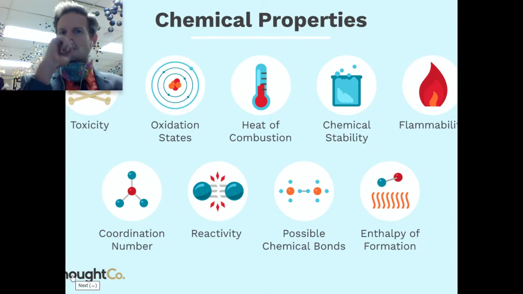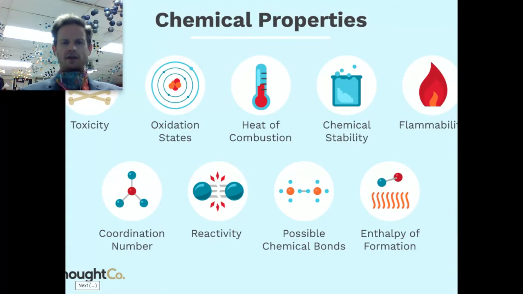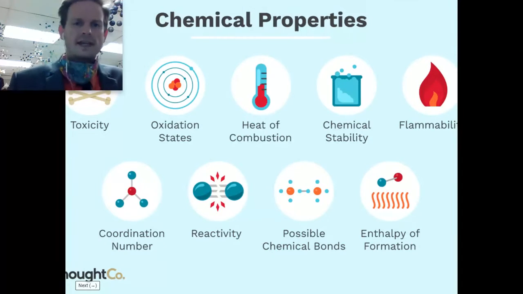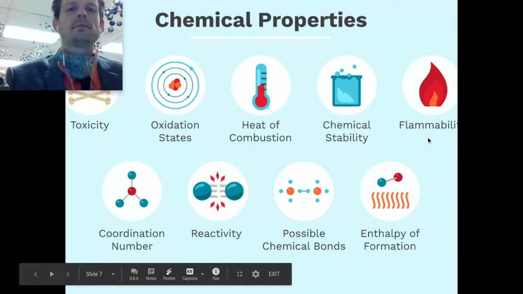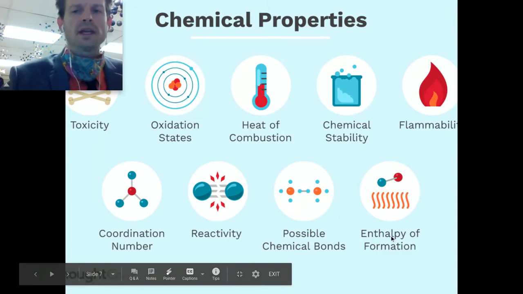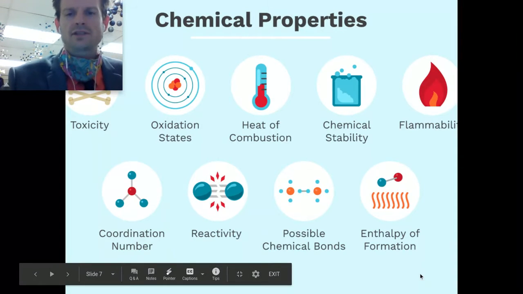All right, and so there are some chemical properties, right? The fact that something's toxic, the fact that it has different oxidation state, heat of combustion, chemical stability, reactivity, bonds, enthalpy, flammability, right? These are different things that we're going to take a look at, mainly oxidation state, reactivity, bonding, and flammability, but we're also going to talk about enthalpy a little bit that we talked about last year.